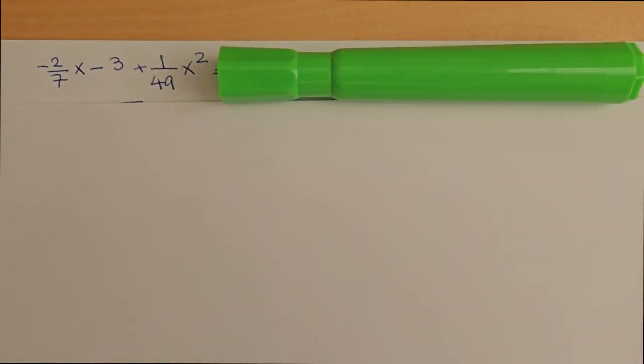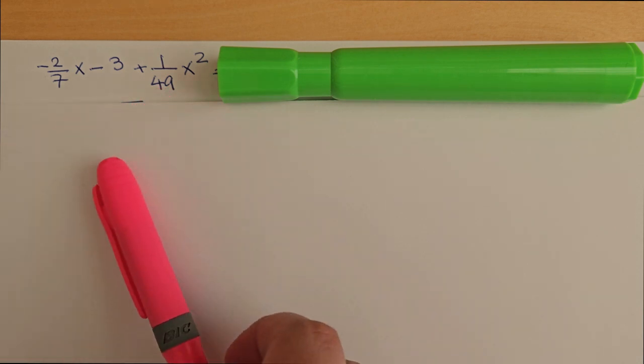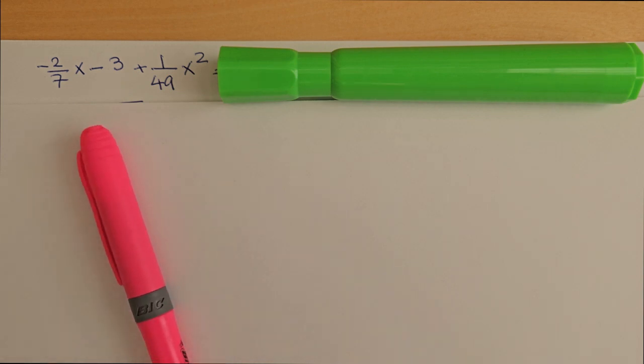Okay, another example. Negative 2 over 7x minus 3 plus 1 over 49x squared. And I want you to factorize it again using the same identity which I introduced in the beginning of this video. Okay, yes, you are correct.